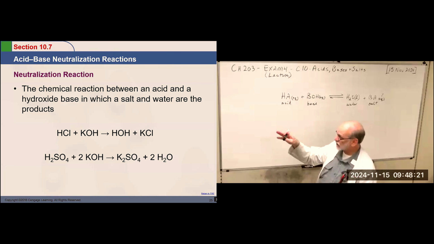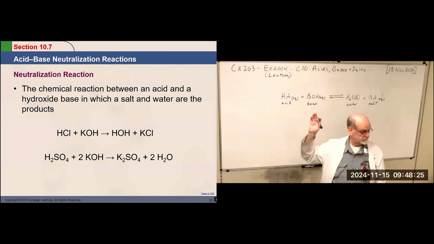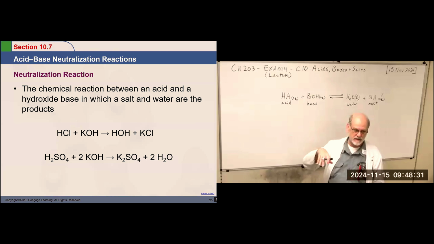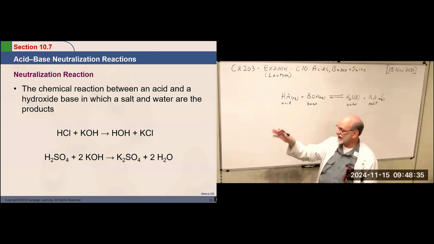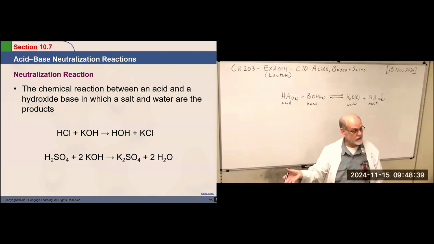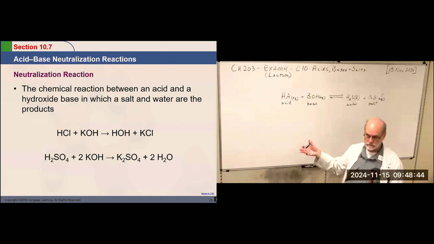Our example there, hydrochloric acid and potassium hydroxide. Those are both strong, right? Strong acid, strong base. So we know that they are in solution as hydronium ions, chloride ions, potassium ions, and hydroxide ions. And the hydroxides react with the hydroniums and produce water.